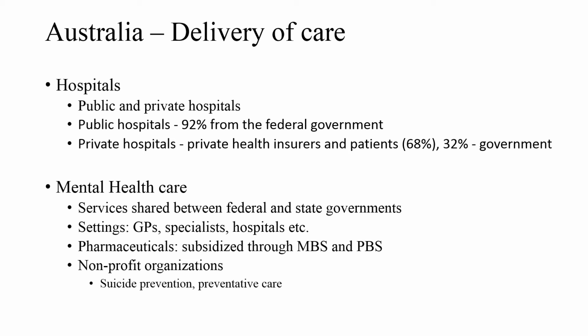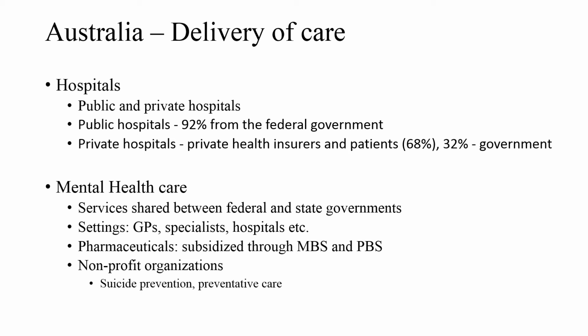With mental health care, this is a responsibility shared by the federal government and the state governments. In Australia, they have 3-tier governments. You have the federal, state, and then local. So this is what I mean by state governments.